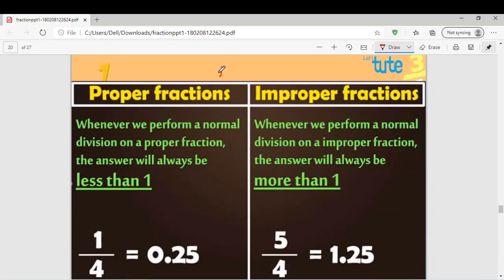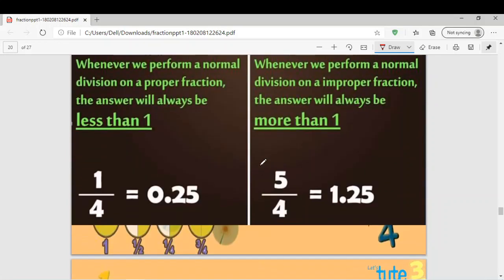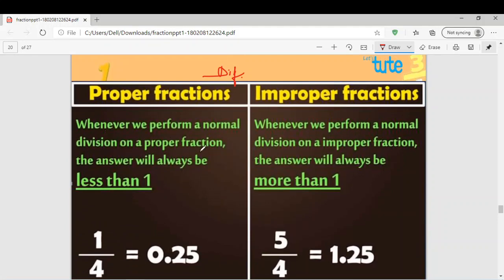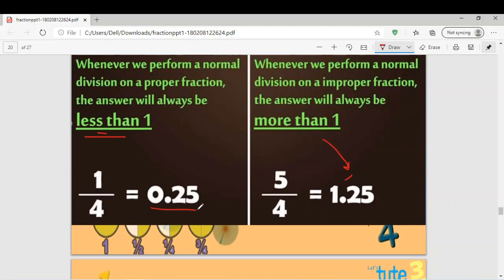So this is the difference between a proper fraction and an improper fraction. Here I am going to read: whenever we perform a normal division on a proper fraction, the answer will always be less than 1. And whenever we perform a normal division on an improper fraction, the answer will always be more than 1. See here, 1 upon 4, we divide by 4 and get 0.25. On the other side, 5 upon 4, when we divide, we get 1.25. That is the condition of proper and improper.